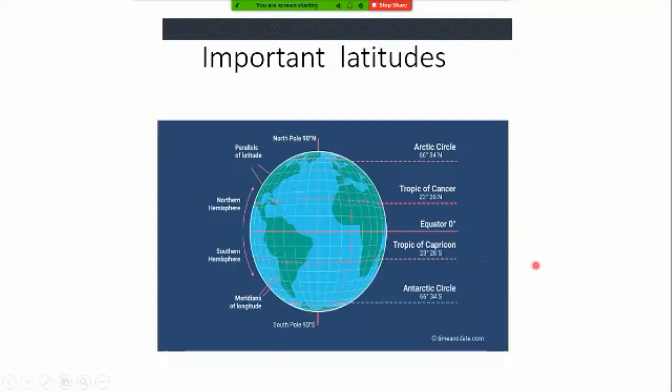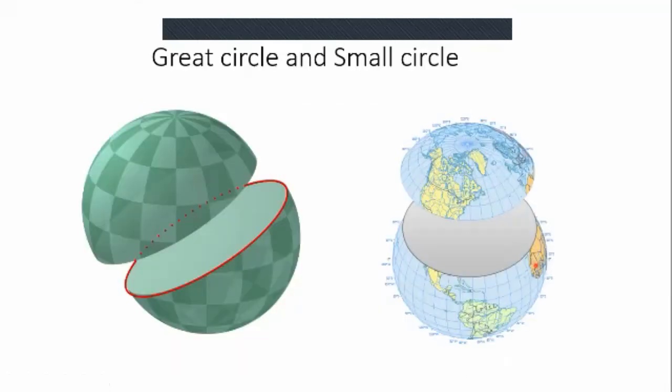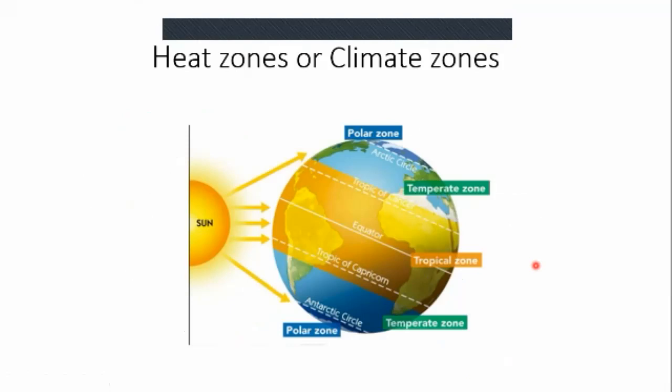Now let us discuss the importance of latitudes. Latitudes along with longitudes enable us to spot the location of a place on the Earth's surface. Second, lines of latitude divide the Earth into various heat zones or the climatic zones. These lines indicate the general climate of the area by applying the principle of heat zones of the Earth.